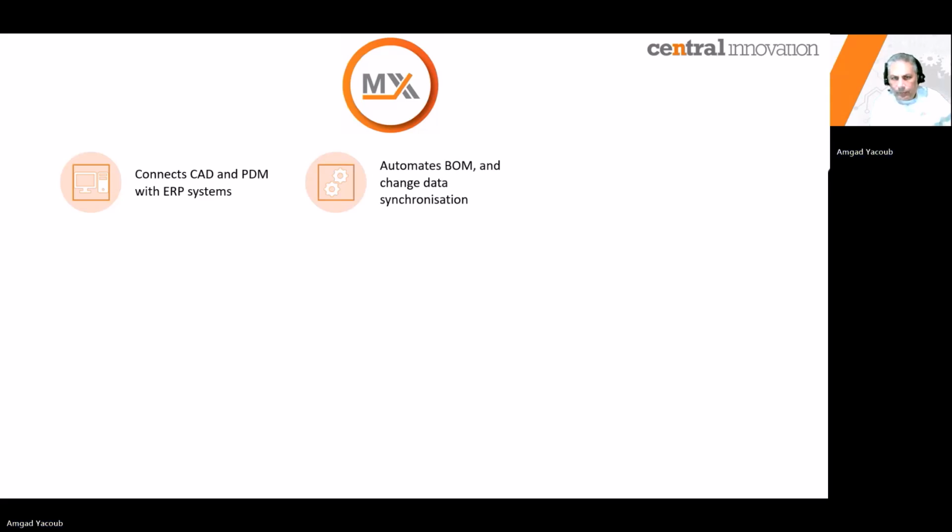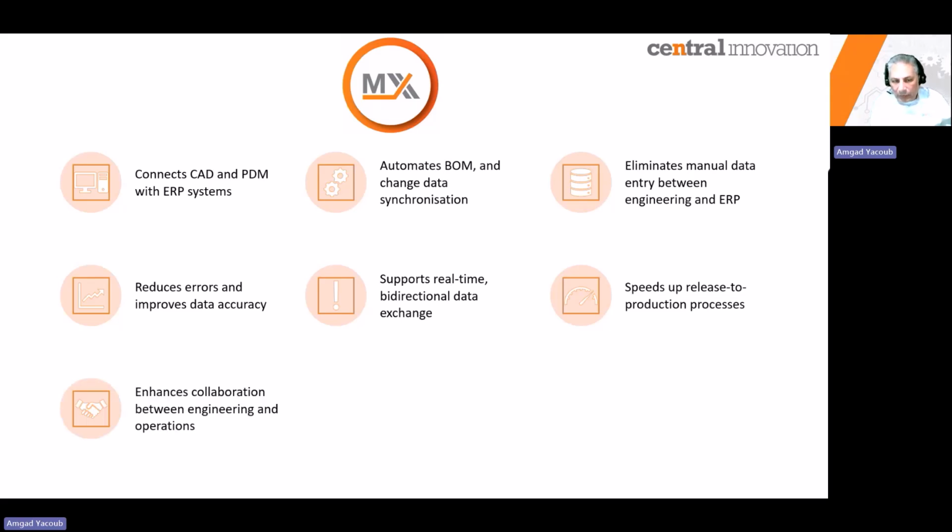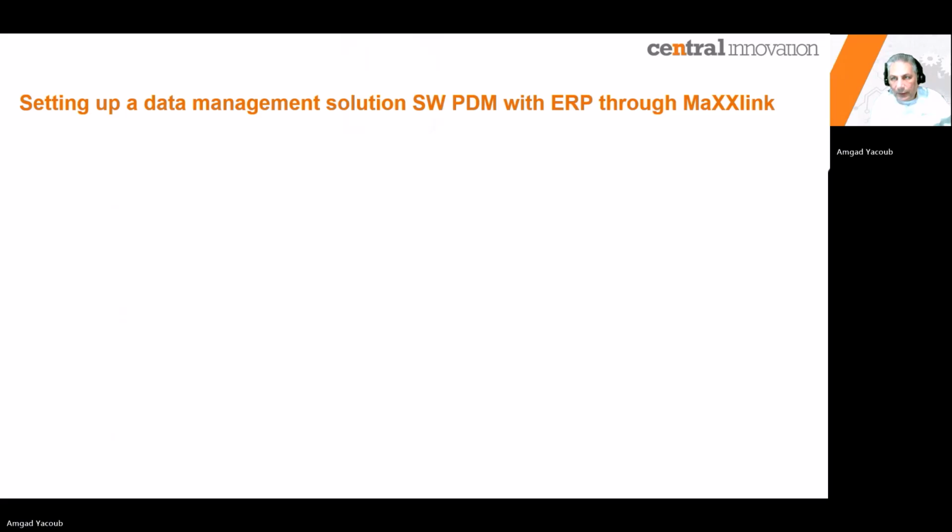Maxxlink is our own brand. It is developed by Central Innovation and supported by Central Innovation across all our offices in Australia and New Zealand. It provides CAD to ERP real-time connectors, automatic BOM and change data synchronization, eliminates manual data entry between engineering and ERP systems, reduces errors and improves data accuracy, supports real-time bidirectional data exchange, speeds up the release to production process, enhances collaboration between engineering and operations, and improves traceability and compliance across systems.